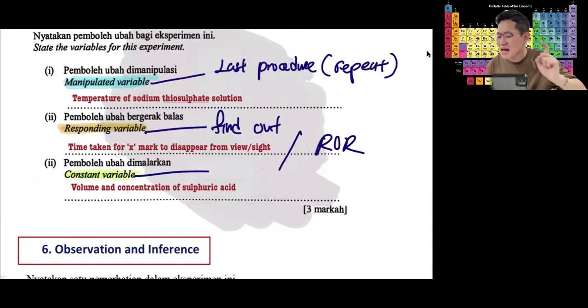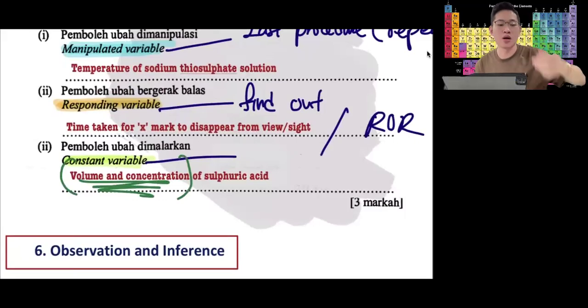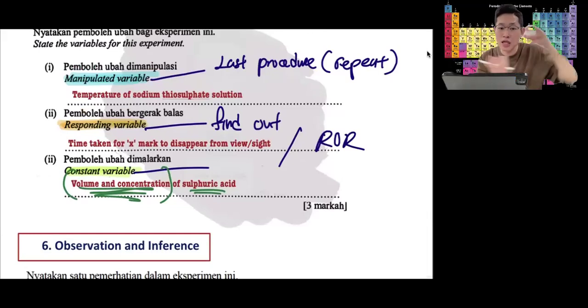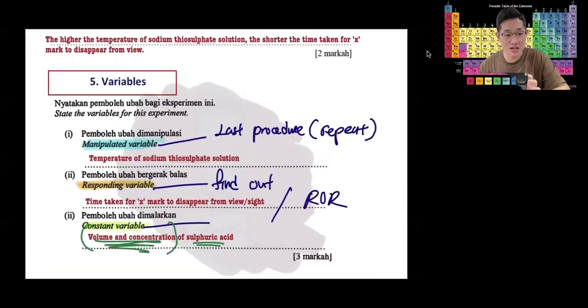The answer here must be volume and concentration. You must write both volume and concentration of sulfuric acid, which is the other solution. For all 3 sets of experiment, the sulfuric acid used is the same, but for sodium thiosulfate, you change their temperature. All right, understand? So now I've got my MV and RV ready.